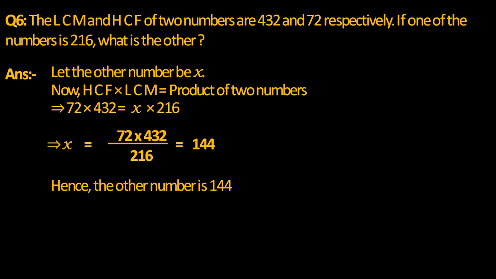If we need only x, the multiplied 216 will go to the other side of the equal sign and become division. So x is equal to 144. The other number is 144. Children, you will do the cancellations with the pencil, remove the common factors and try to get the answer as 144.